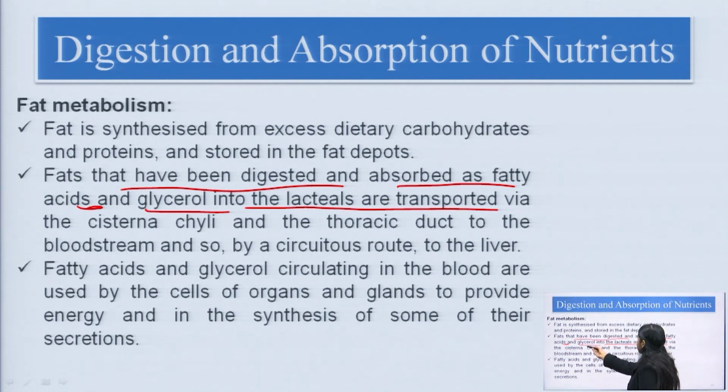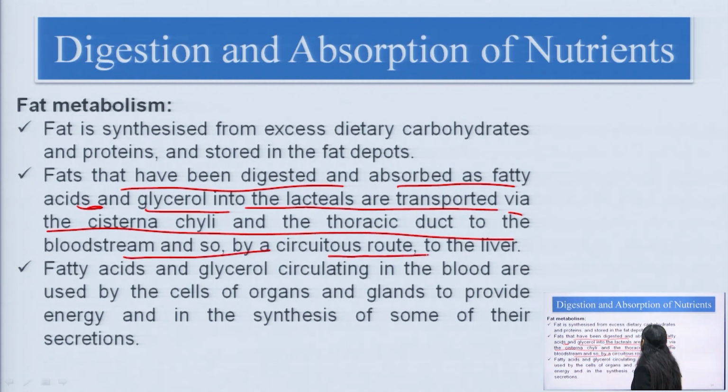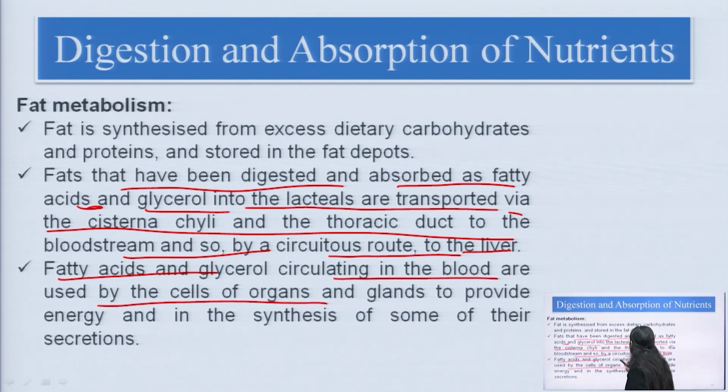So, the same is written, they will be absorbed from the lacteals and transported via the cisterna chyli and the thoracic duct to the bloodstream. So, via the circuitous route to the liver. Fatty acids and glycerol circulating in the blood are used by the cells of organs and glands to provide energy, and in the synthesis of some of the secretions. There are some hormones which are fatty in nature, there are some secretions which are fatty in nature, they are prepared from the fatty substances. So, they can also be utilized in that manner.